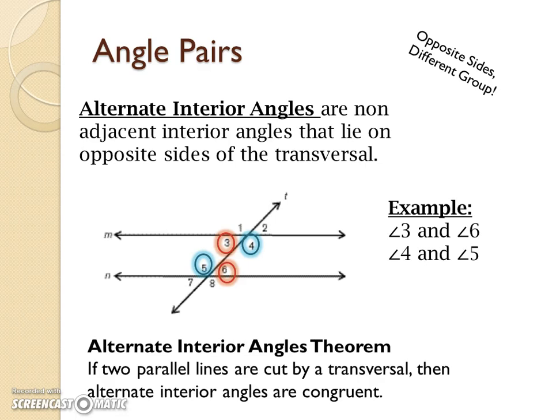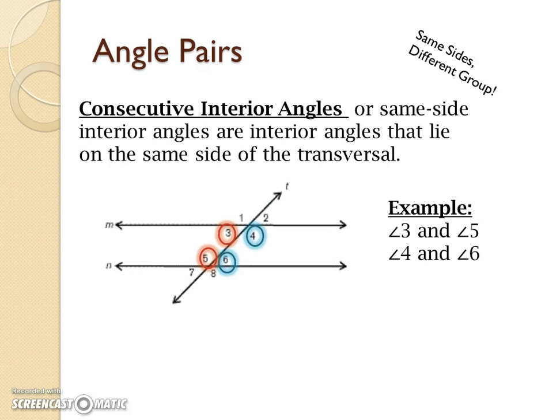Alternate interior angles are congruent. So we know that angle 3 and angle 6 are the same. 4 and 5 are the same. The next one is consecutive interior angles. These are on the same side inside. So 3 and 5, 4 and 6, they're in different groups, but they're on the same side and they're interiors.